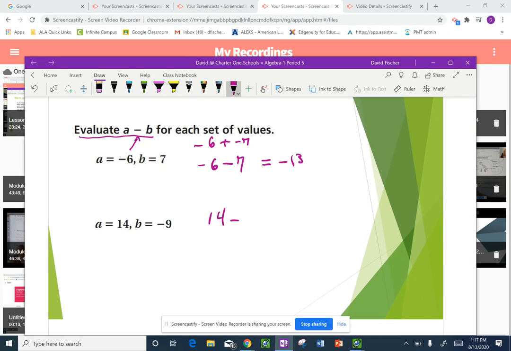14 minus, and this would be the minus 9. I'm going to circle my double negatives and put a plus sign there, and I know that 14 plus 9 on my calculator over here is a positive 23.